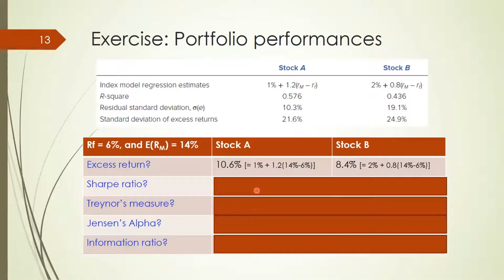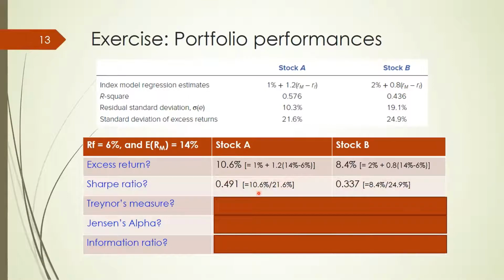So now let's move to Sharpe ratio. Sharpe ratio is excess return over standard deviation. So we do the calculation for both. We have 0.491 for A and 0.337 for B. Therefore, A is more attractive than B if we want to pick just one of them, because A offers a higher excess return to standard deviation ratio, higher Sharpe ratio, better risk-return trade-off.